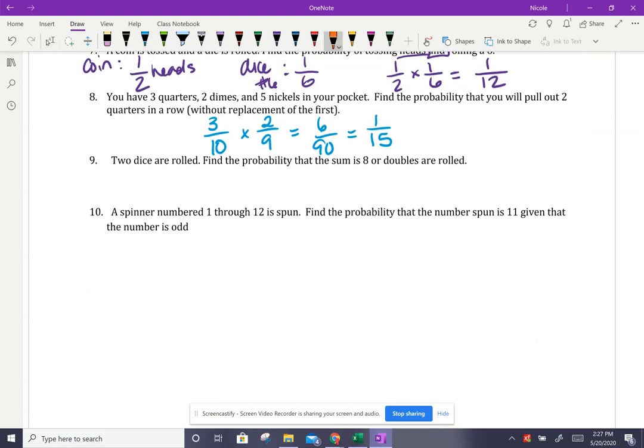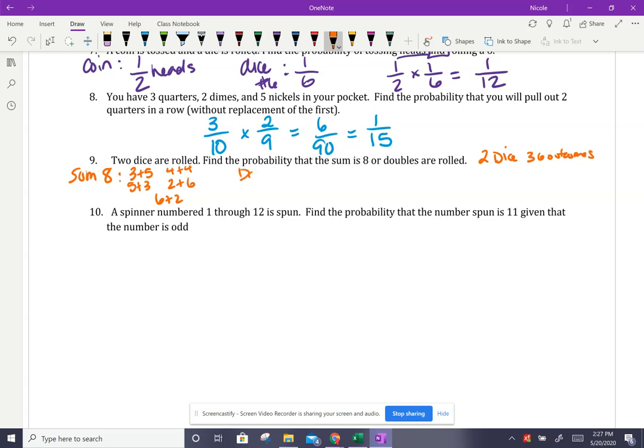Our next question says 2 dice are rolled. Find the probability that the sum of 8 or doubles are rolled. So sum of 8, the possibilities for sum of 8. So if you're rolling 2 dice, no matter what, you have 36 outcomes. So your bottom number for 2 dice is 36. So the sum of 8, you can do 3 plus 5, 5 plus 3, 4 plus 4, 6 plus 2, and 2 plus 6.